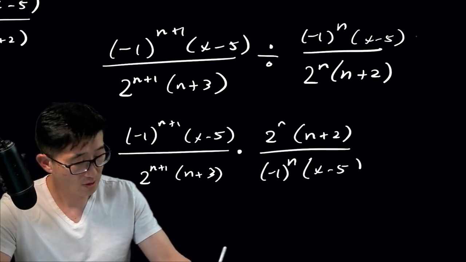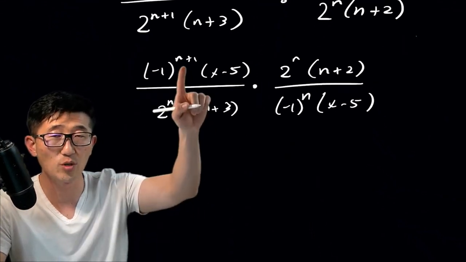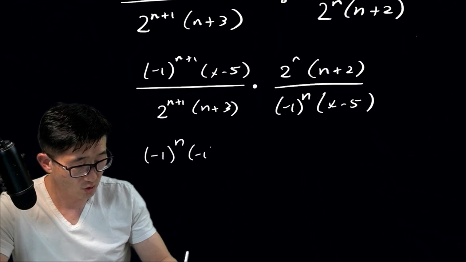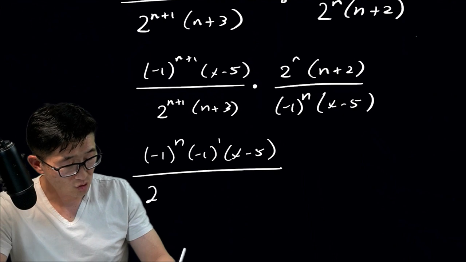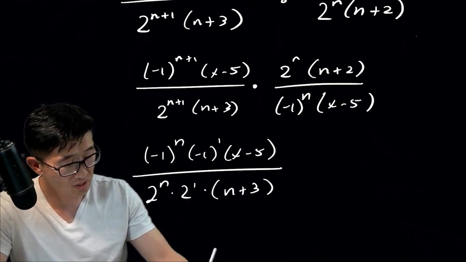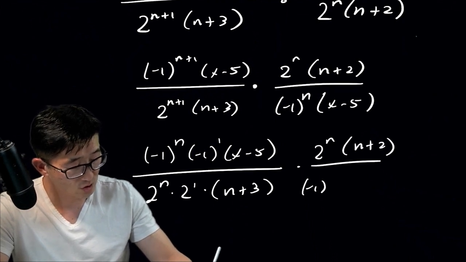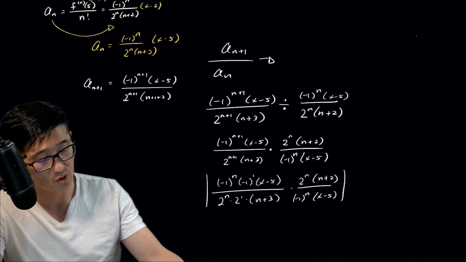That one. Okay. Now it's just a matter of simplifying it. Anytime you have an exponent being added, split it up. So it'll be negative 1 to the n, negative 1 to the first power, x minus 5, 2 to the n times 2 to the first power times n plus 3, 2 to the n plus 2 over negative 1 to the n, x minus 5. And remember, all of this, I forgot to put the absolute value.